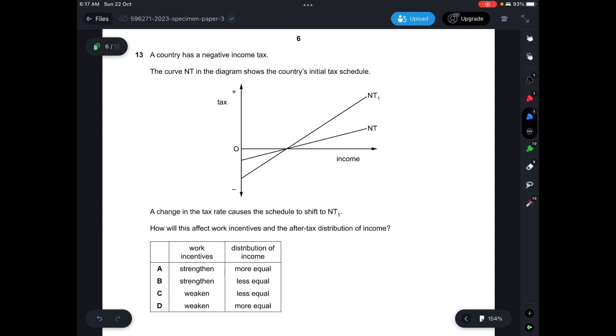So this means that you can see here, this would be a more progressive income tax because you see that for people who only earn a specific amount of income, they will be paying lesser tax. Okay, and then for people who have a higher income, they will be paying more tax. So you can see it's much steeper, so it's more progressive. So therefore, the work incentives would be weakened, and then there will be a more equal distribution of income. So the answer here would be D. Alright.